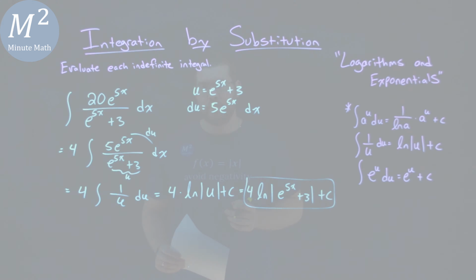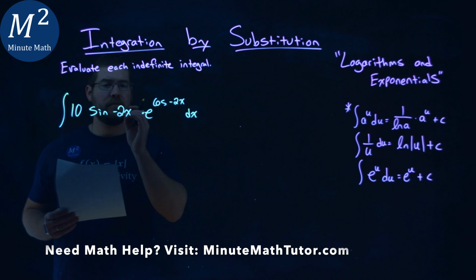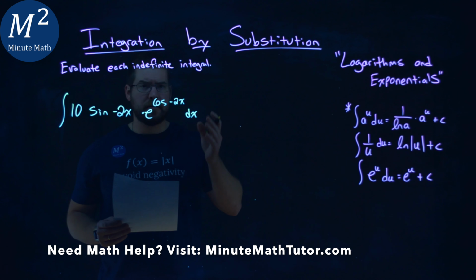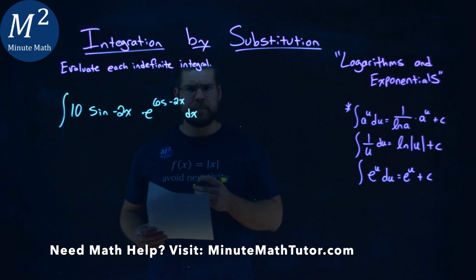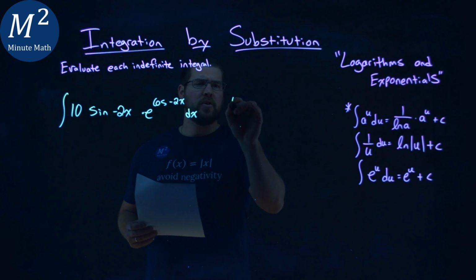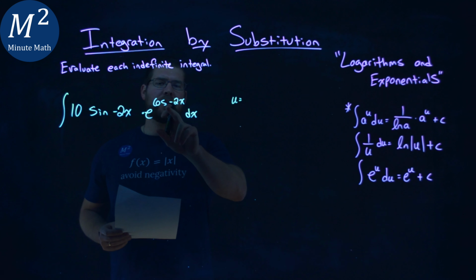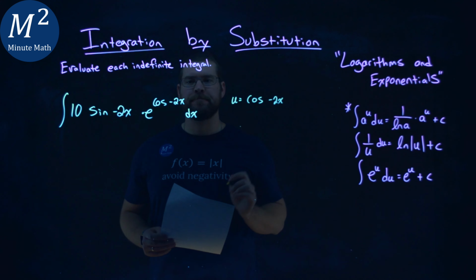We're given this problem right here, the integral of 10 times sine of negative 2x times e to the cosine of negative 2x dx, and we have to evaluate this indefinite integral. Well, I want to find a u value here, and I generally pick the more complicated part, and that's going to be up here in that exponent, cosine of negative 2x.